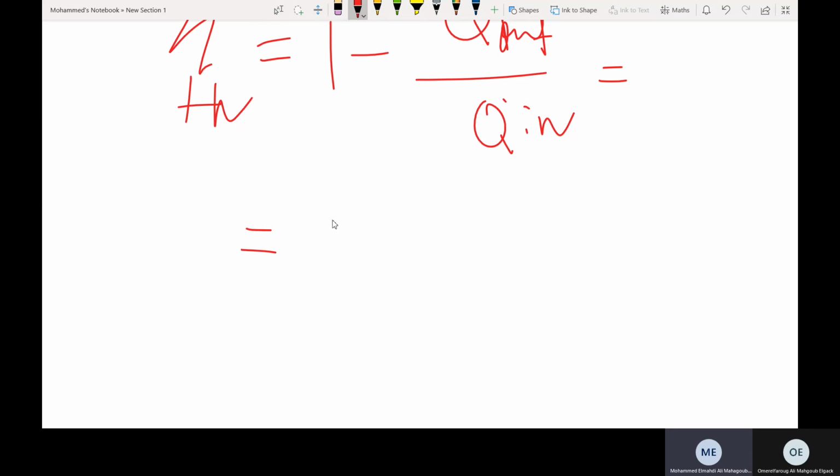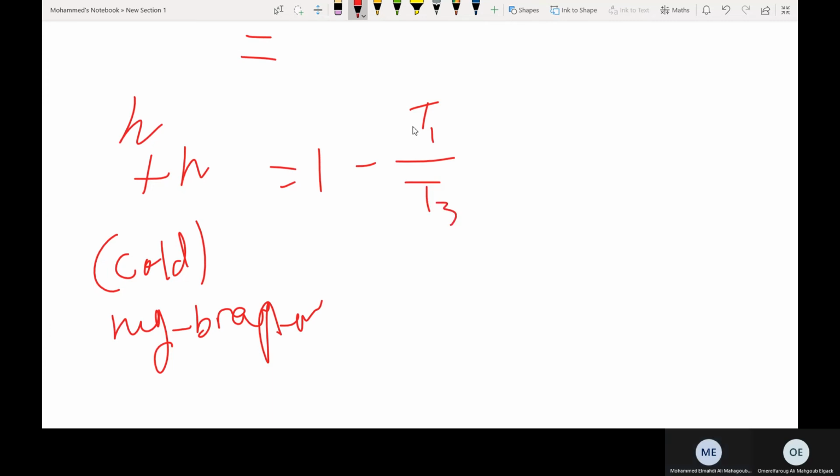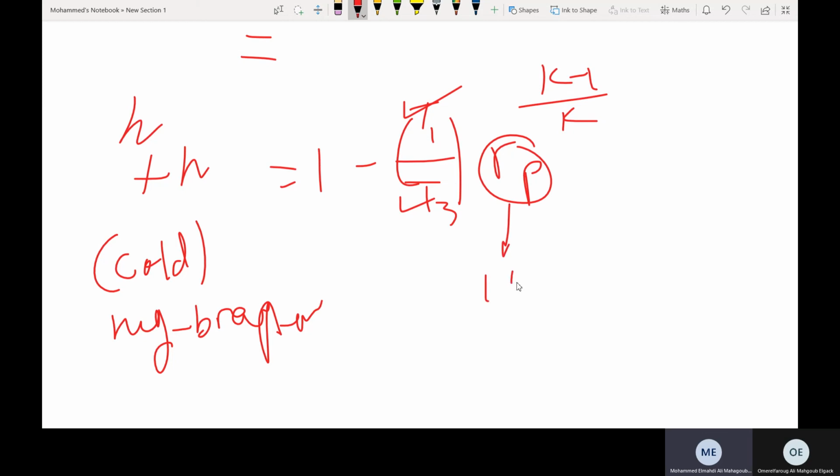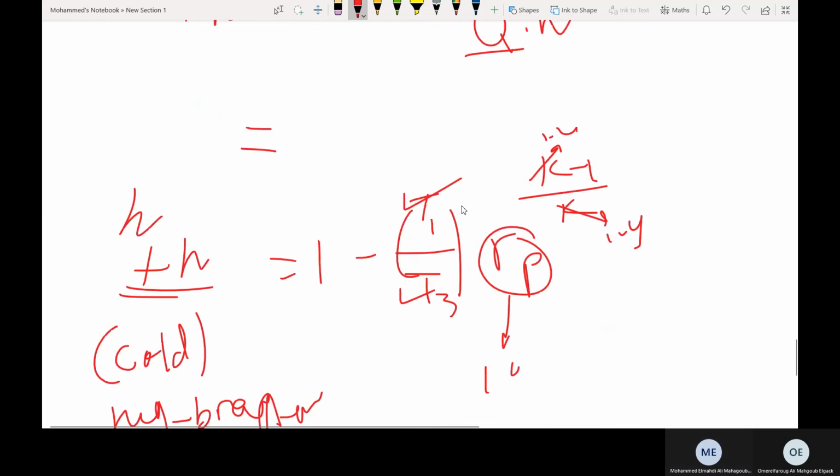Okay, sorry for this. The thermal efficiency for a cold air cycle, this is only for the cold air regenerative Brayton, will be 1 minus T1 over T3 multiplied by RP, the pressure ratio, to the power (K minus 1) over K. Here the pressure ratio is 10, and K is 1.4. So you can calculate the thermal efficiency of the cold air Brayton directly, or just use those two.